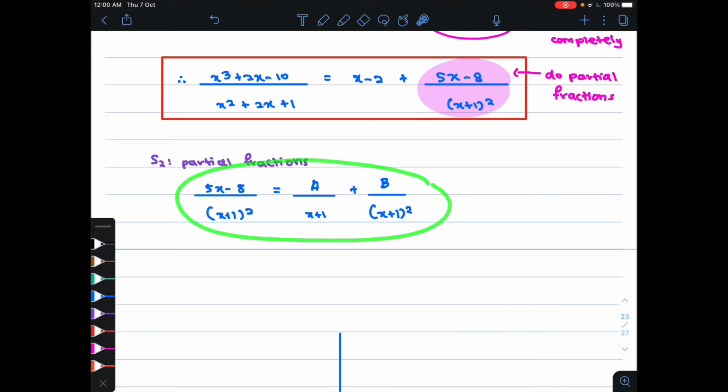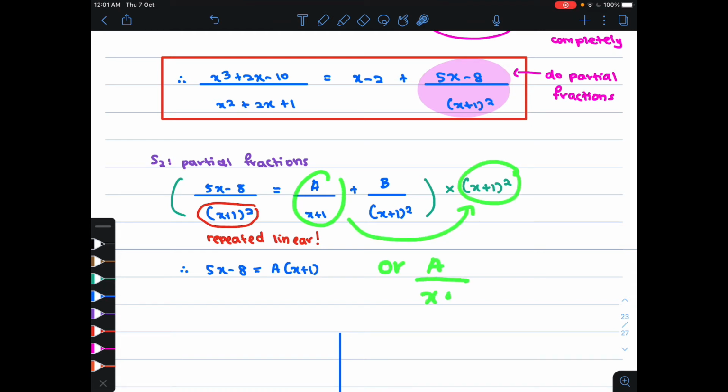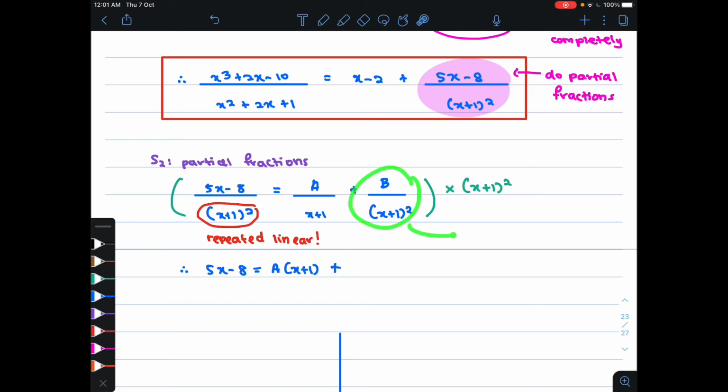So this is the equation that we have. As per usual, we need to eliminate the denominator. So multiply everything by (x + 1) squared. And we will get this equation.